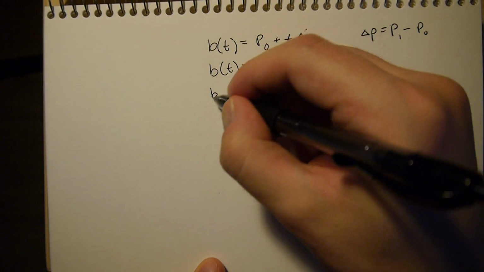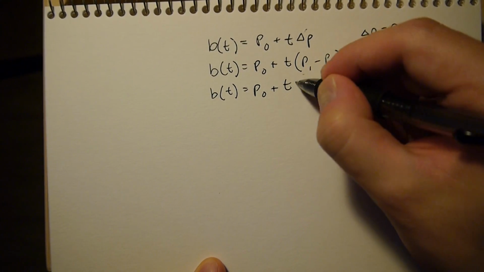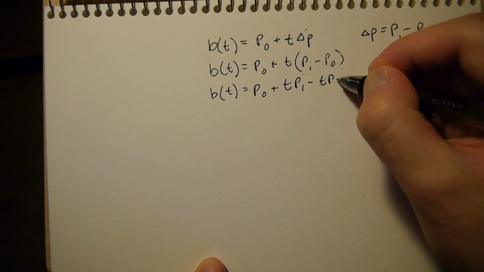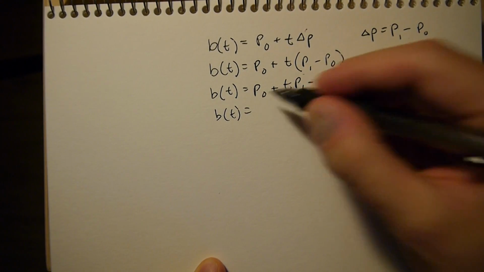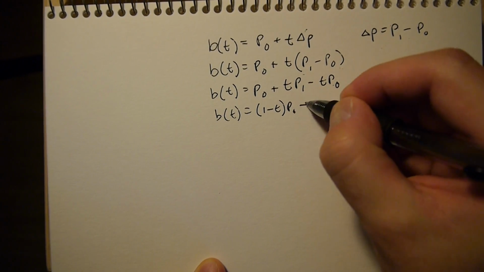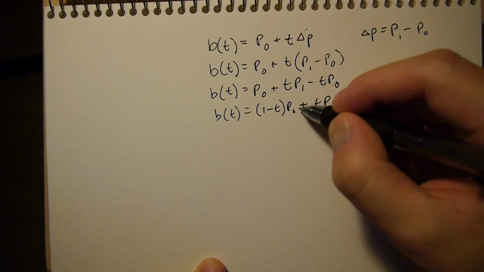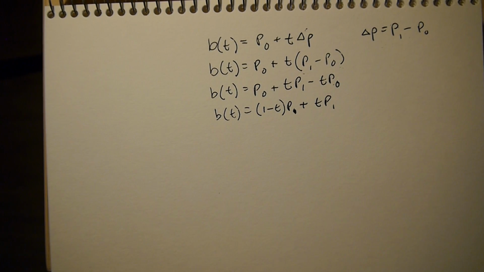If I multiply that out, I get a nice convenient form for this equation, right? t p1 minus t p0, and grouping the terms, we get the p0, there's two of them, right? So it's (1 minus t) p0 plus t p1. Alright? Makes sense?